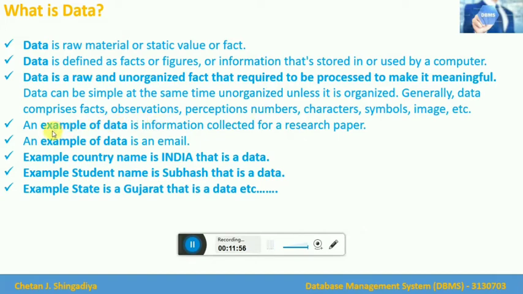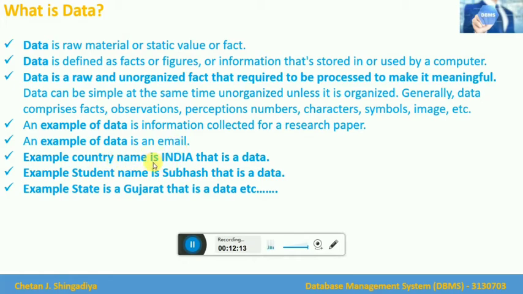Now let us see what is an example of data. An example of data is information collected for a research paper, that we can call an example of data. Once again we can say that email is an example of data.